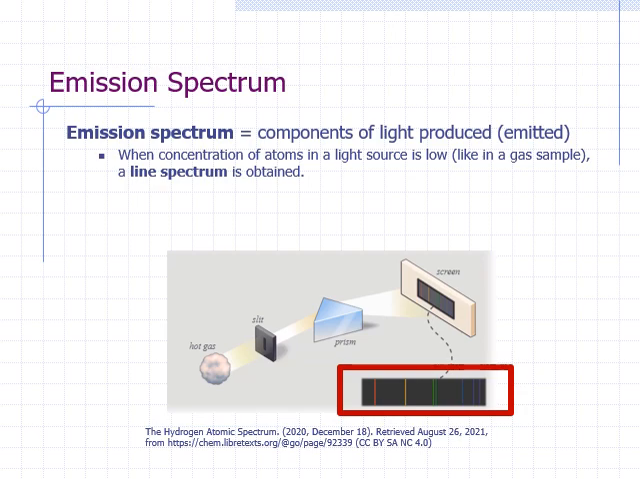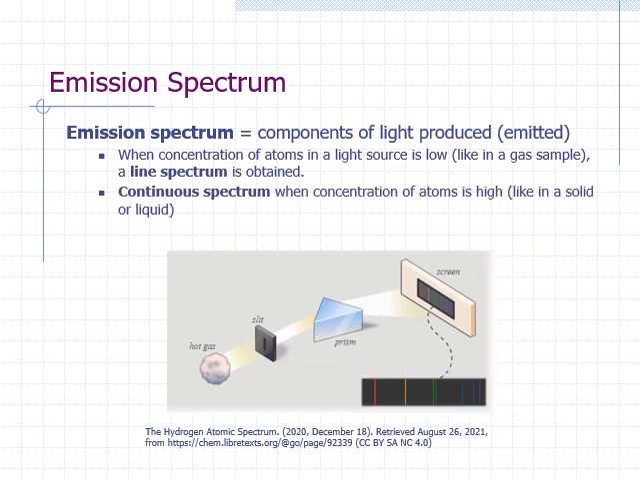When the concentration of atoms in a light source is high, as in a solid or a liquid, we typically get bands of color instead. Within a band, we say the spectrum is continuous. The emission spectrum from a given light source may or may not show all colors, but if it does, it would look like this. Note that for convenience, we are describing visible light in this lesson. Everything we are saying also applies to electromagnetic radiation outside the visible region.